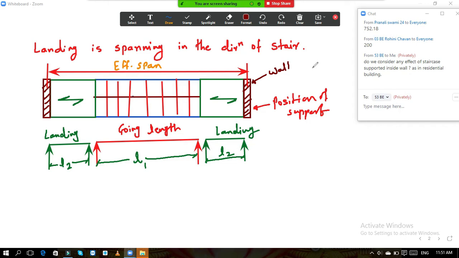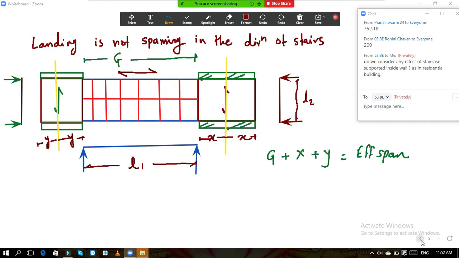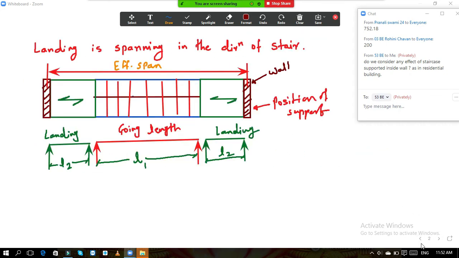So now we have considered these two cases, and most of the time, and in the examination also, you will come across these two conditions for effective span. Based on this, we are going to consider the effective span for the staircase. So both types of problems we have considered. In the first problem, the landing is spanning in the direction of the stair, which we have already designed, and in the second problem, the landing is not spanning in the direction of the stair. These two types of problems we have already taken.